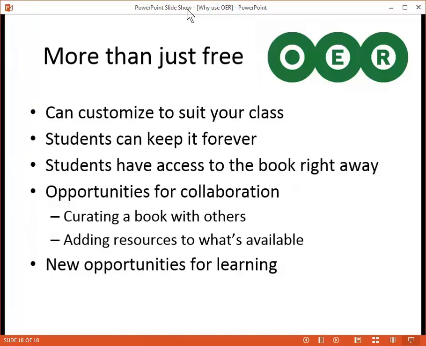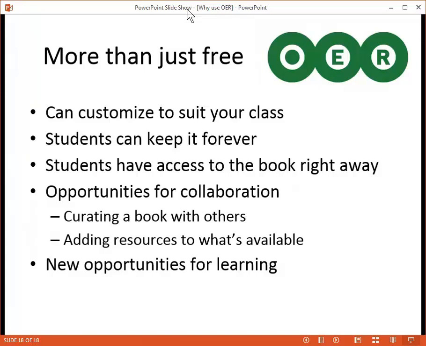Students can keep it forever. So back to students do want to keep their books. This provides them that option. And again, in a lot of cases, what they're keeping is always the newest edition, which is particularly helpful for majors courses, right? Students have access to the book right away. So very first day, everybody has access, regardless of if your financial aid has come in or not, regardless if you're still deciding what classes you want or not, everyone has access, and there's no excuse not to have access.